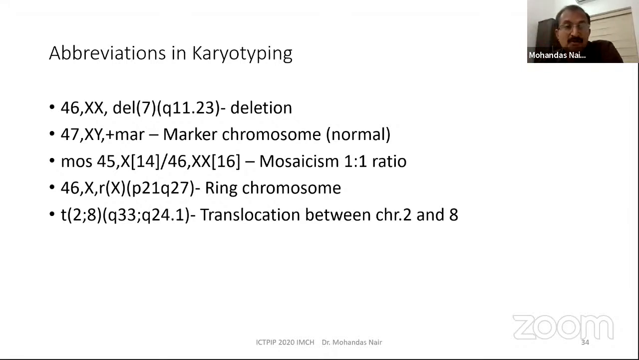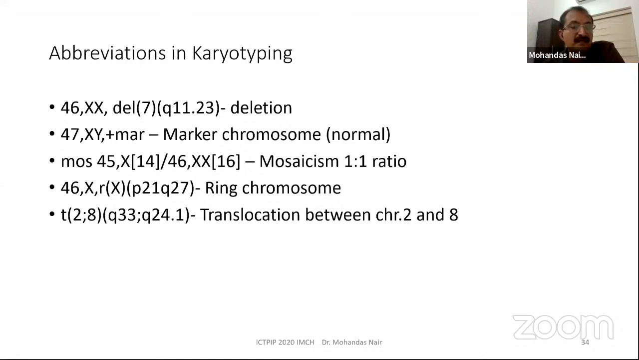Sometimes you may get karyotyping reports, and you will have to expand them. The first one indicates a deletion in the 7th chromosome, and the part distal to Q11.23 is deleted. In the Q arm, there is a deletion. In the second one, the plus MAR is a marker chromosome. This is an extra material, but it is normal. And the third one shows two types of patterns. One is 45X: among 30 cells analyzed, 14, almost 50%, have 45X and another 50% have 46XX. So it is a mosaicism in a 1:1 ratio.